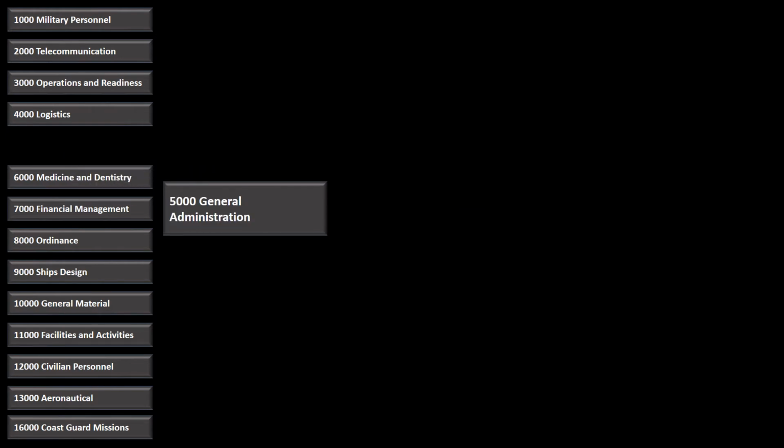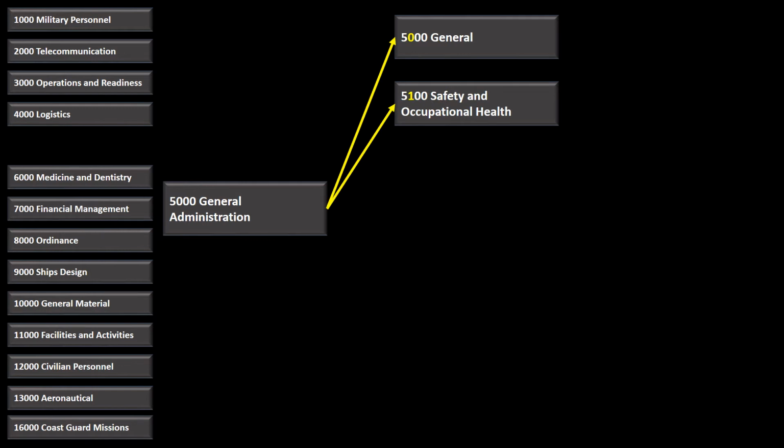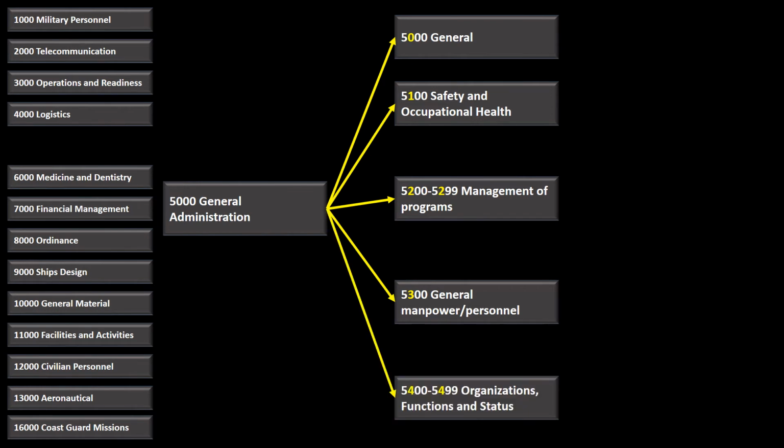Moving on to our 5,000 series, general administration. Well, if we stay with that 50, that's just going to be general. If we go into 5,100, that's going to have to do with safety and occupational health. Anything in 5,200, that's going to be management of programs. 5,300, that's general manpower and personnel. 5,400, that's organization, functions, and status. We'll get into these a little bit more here.